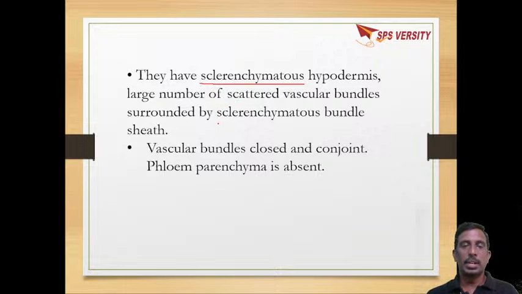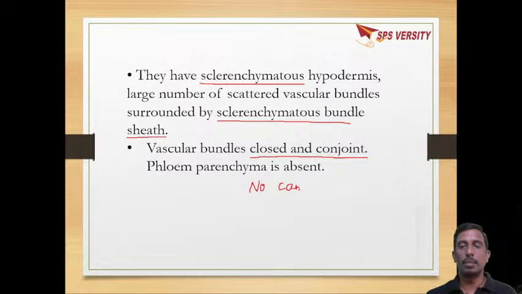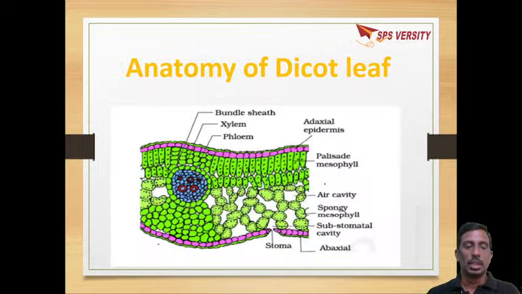और vascular bundles are covered by sclerenchymatous bundle sheath. और vascular bundles closed or conjoint. Closed means no cambium. So phloem parenchyma is absent. Okay. So अभी तक हमें पढ़े anatomy of dicot stem and anatomy of monocot stem.